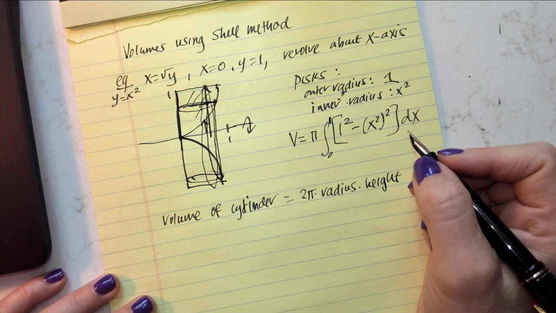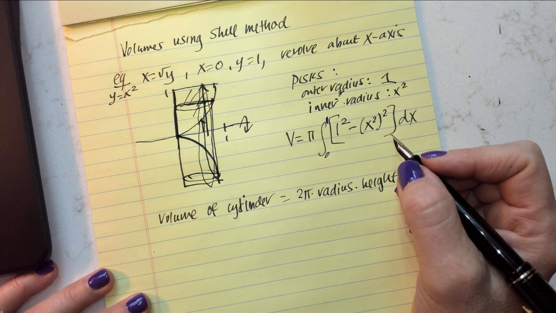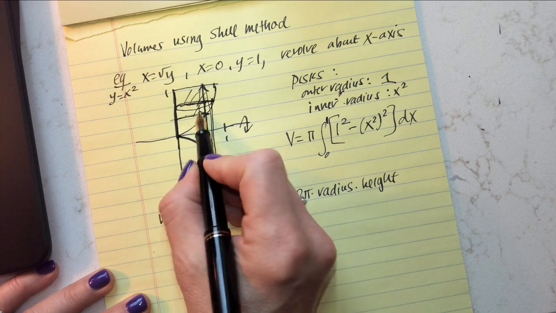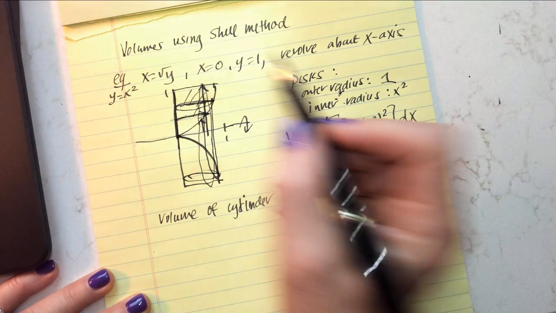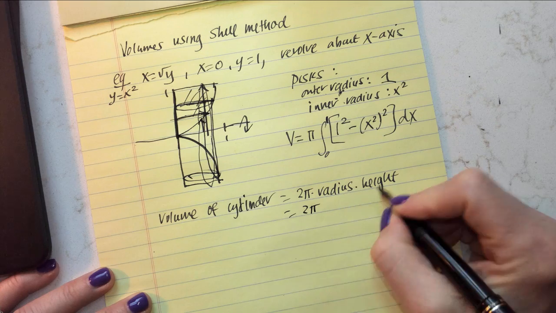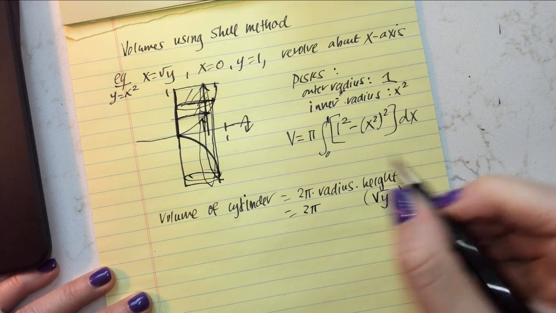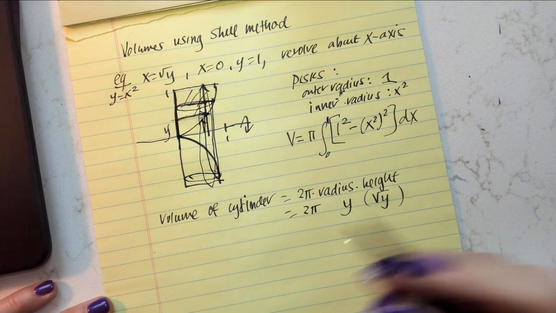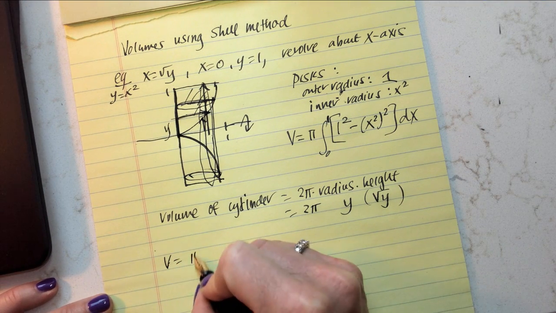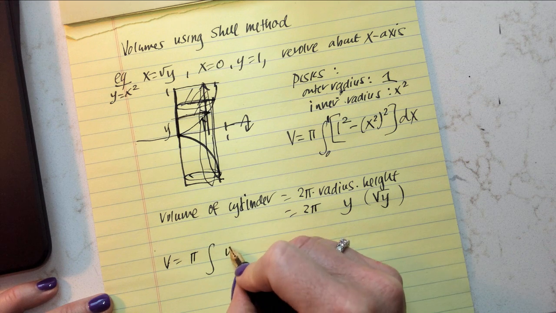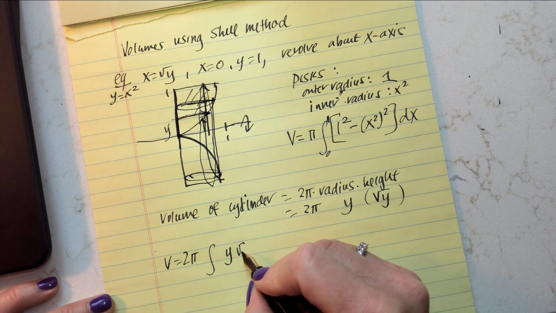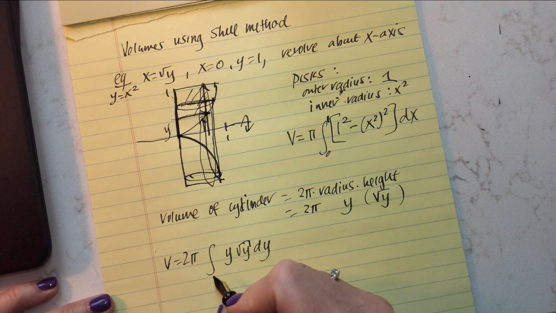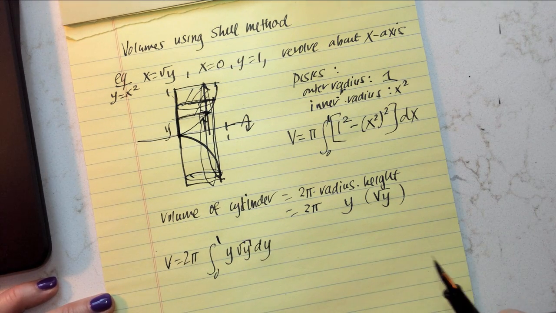So in this case, what is the height of the cylinder? Well, it's pretty easy to see. It's just this distance right here, which is the square root of y. And what is the radius? Well, here's your radius. It's right here, just y. So the volume is 2 pi, y times the square root of y dy, and you're integrating from 0 to 1.